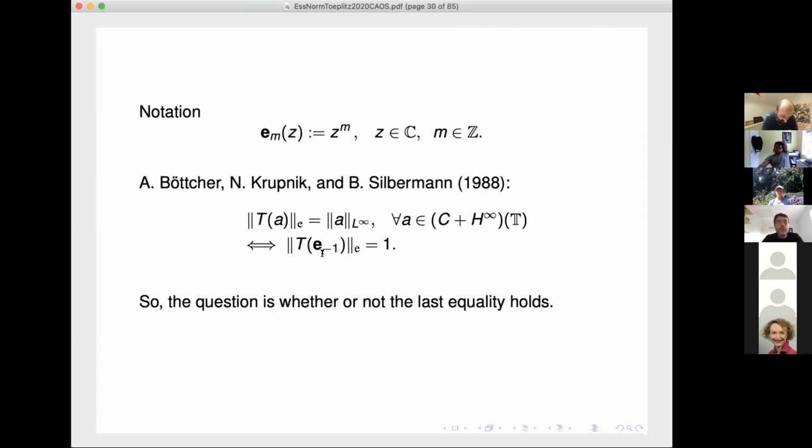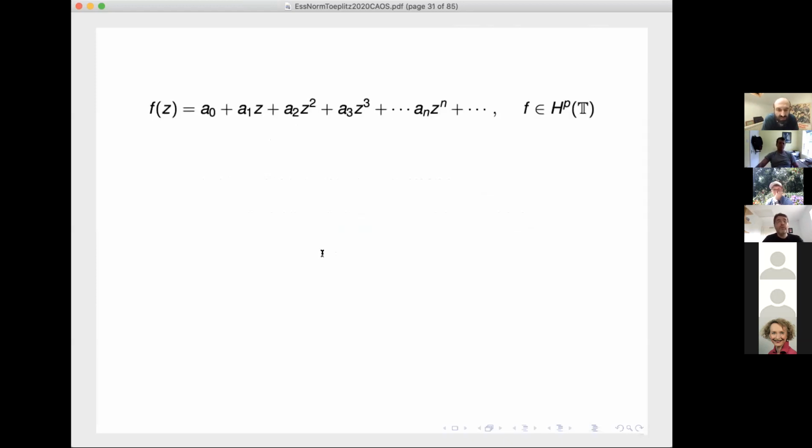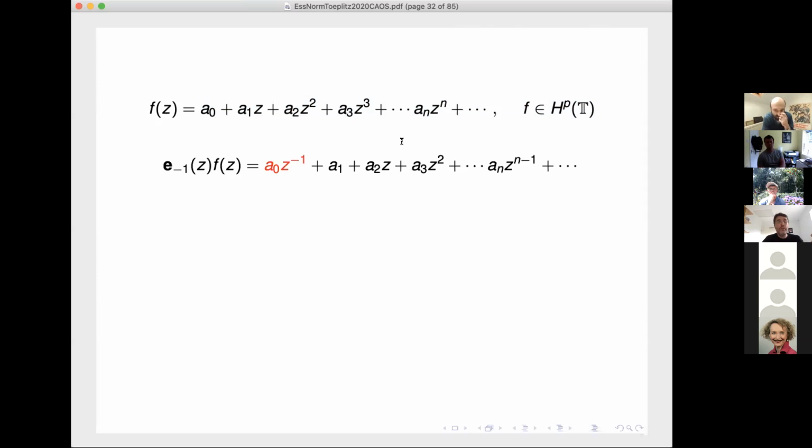Let me give you an argument why it is plausible. Just think of what this operator actually does. You take a function from H^p, from the Hardy space. You can think of this as a Fourier series if you're on the unit circle, or as a Taylor series if you are in the unit disk. So this is the series. Then you multiply by this symbol. It's just multiplication by 1 over z. All the powers are reduced by 1. That's all the multiplication does.